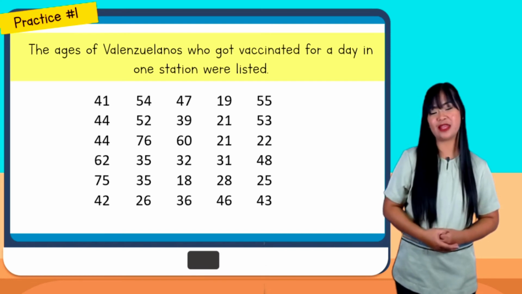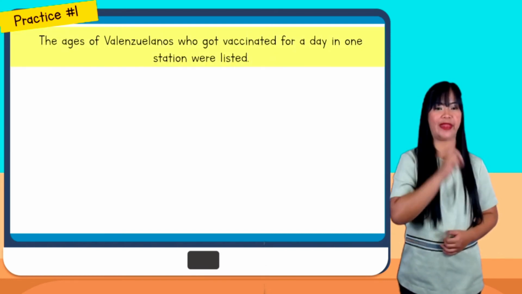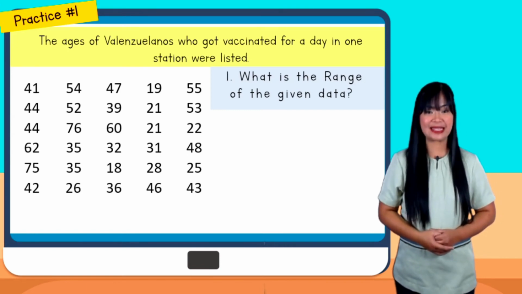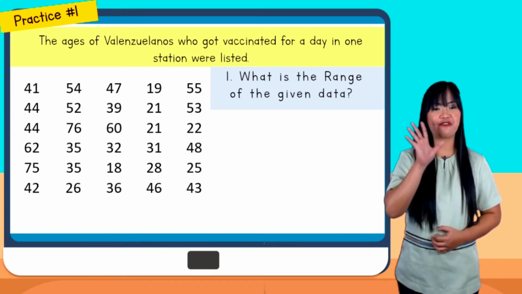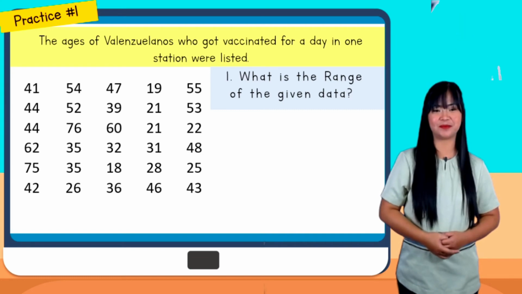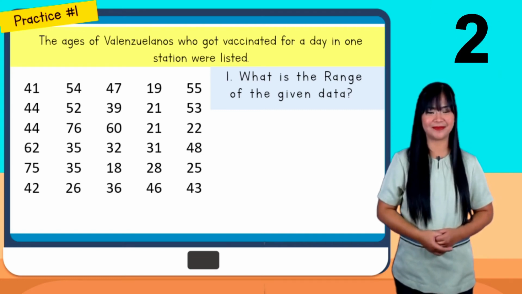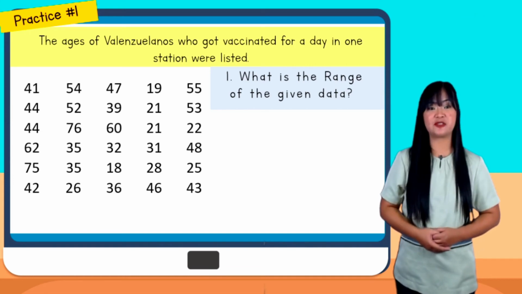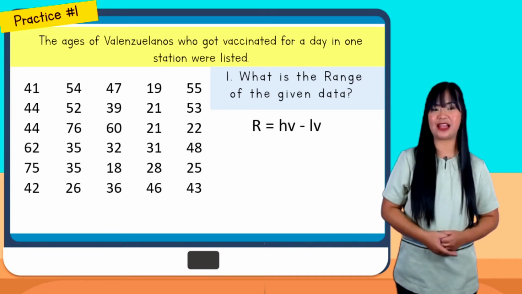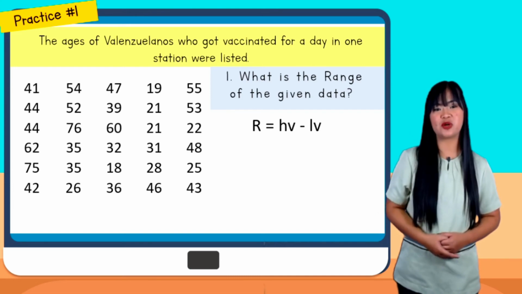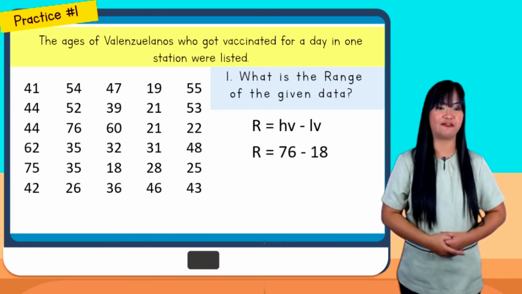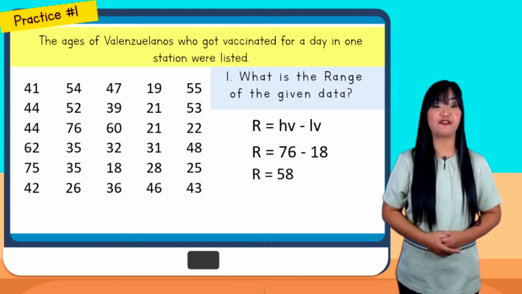Let us start with question number 1. What is the range of the given data? You have 5 seconds. Time's up. Range is obtained by subtracting the lowest value from the highest value. So we have 76 minus 18. Therefore, the range is 58.